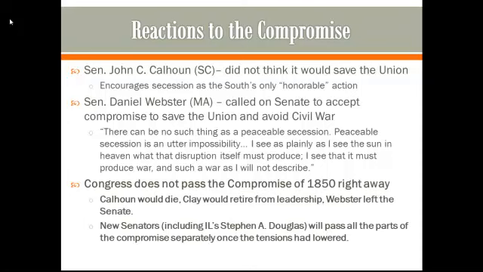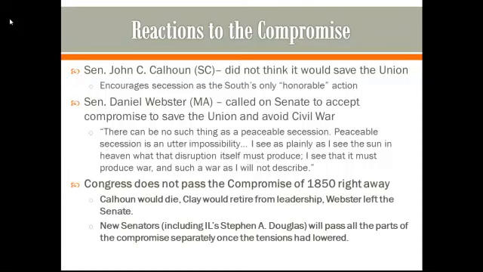And so these lions of government, these people who had held the country together with their compromises, are now all gone. And a new Senate, including Illinois' Stephen A. Douglas, also known as the Great Debater, would eventually pass all the parts of the compromise separately and quietly once all the tensions had lowered.